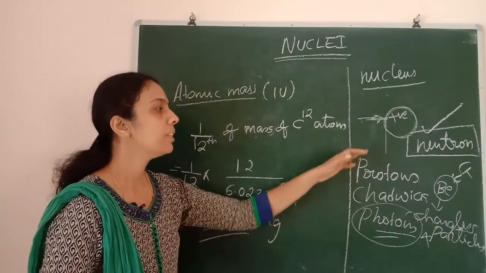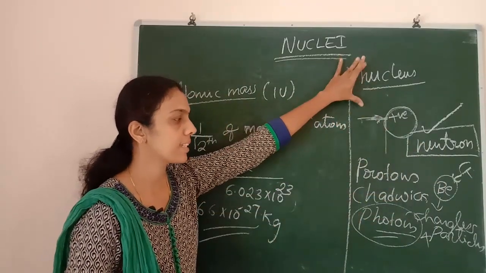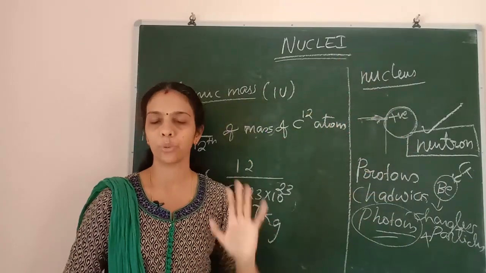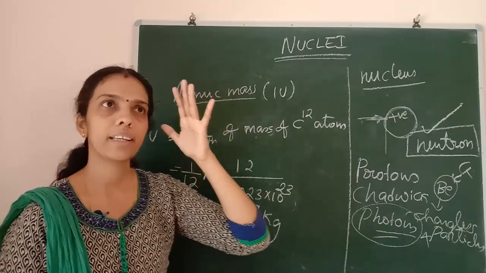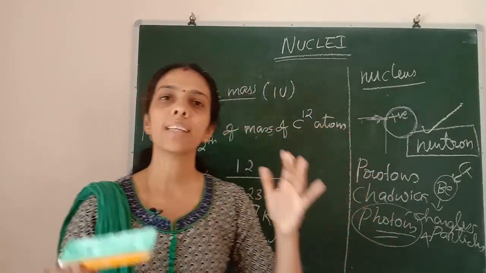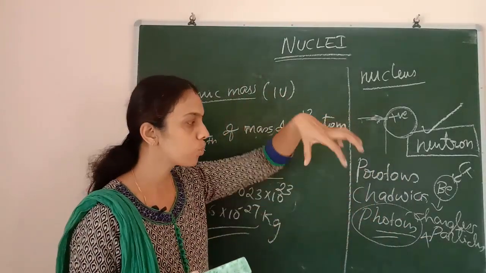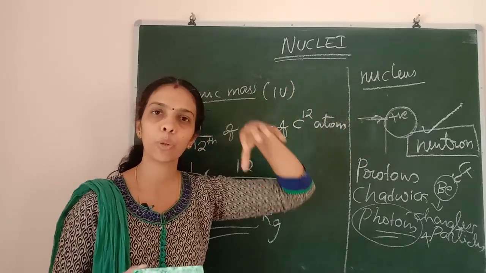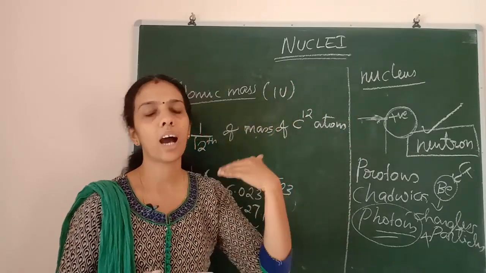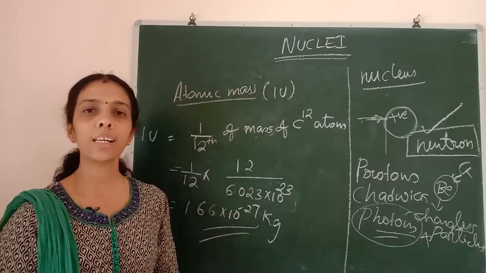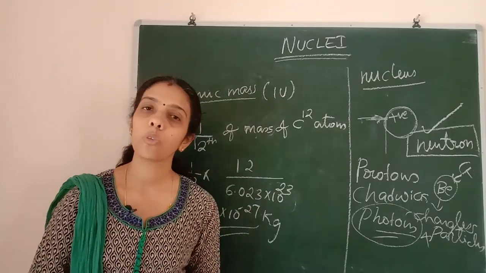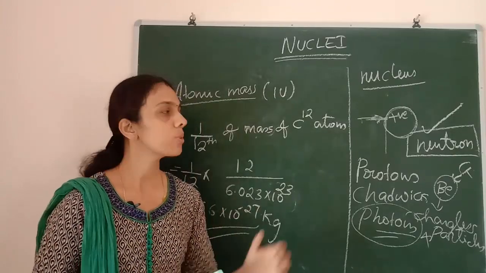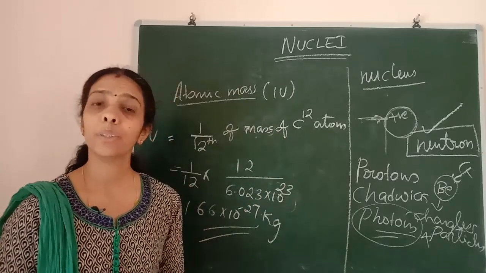Okay, so this is how the nucleus consists of protons and neutrons. So now you have an idea about the atom. An atom has a center, the nucleus. The nucleus consists of protons and neutrons, and outside the nucleus, electrons will be revolving in an orbit. Okay, so this is about the nucleus.